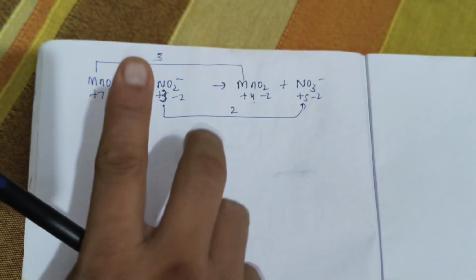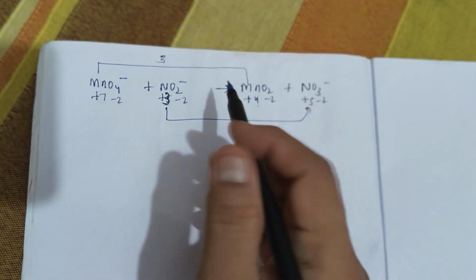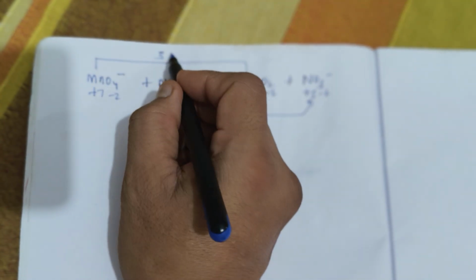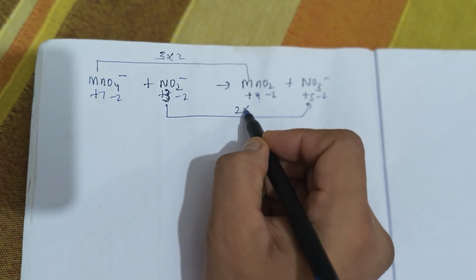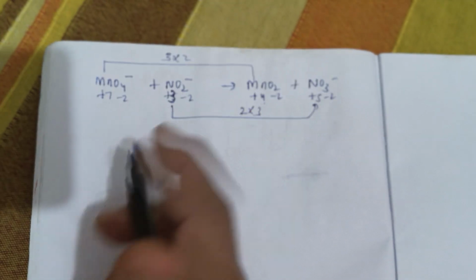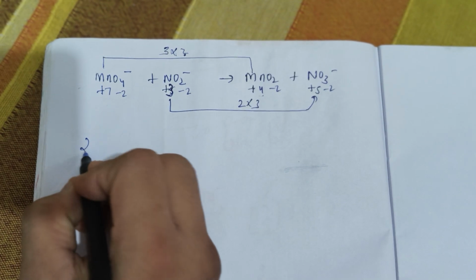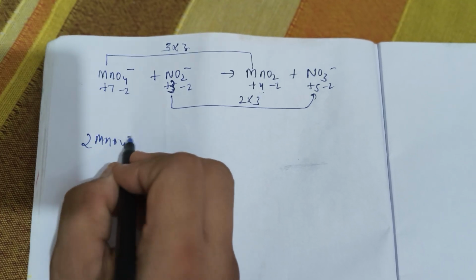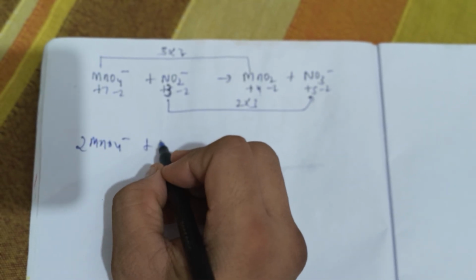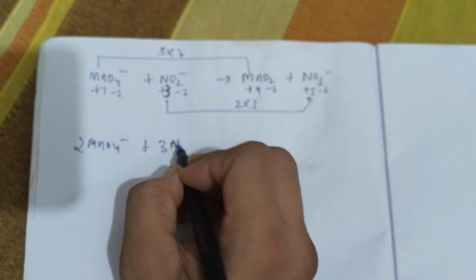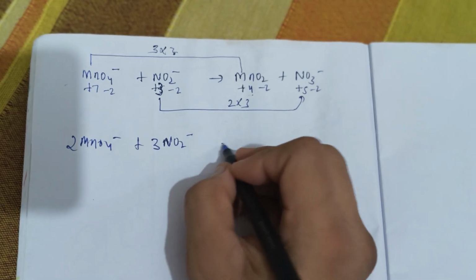Okay, and number 3, very important. Now balance the change. Multiply by 2, multiply by 3. Okay, then whatever multiple number you have multiplied, put here. It will be 2 MnO4 negative, plus 3 NO2 negative. The rest will be as it is.